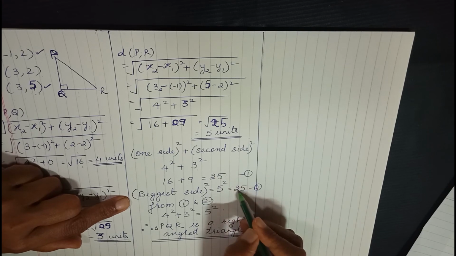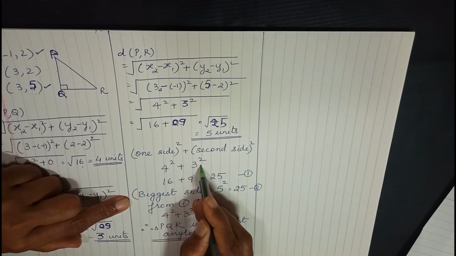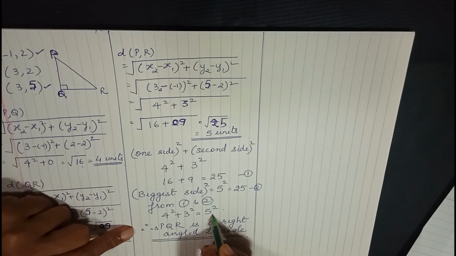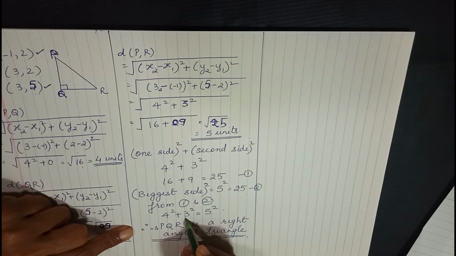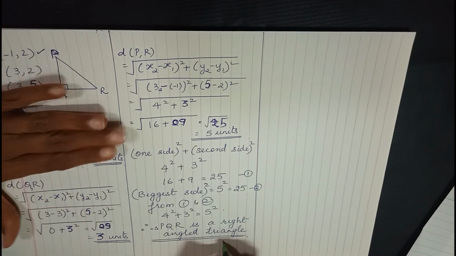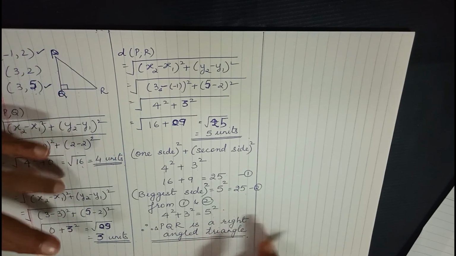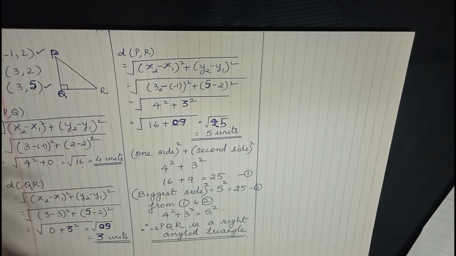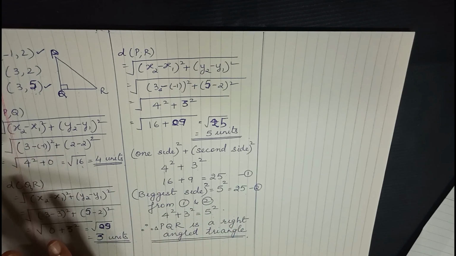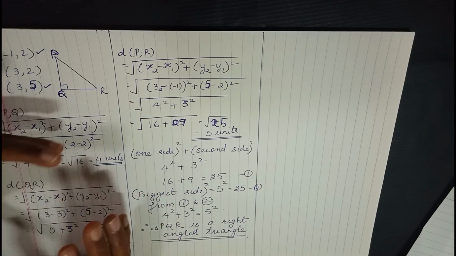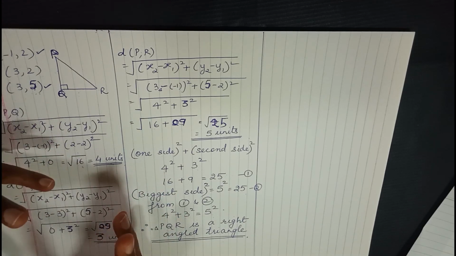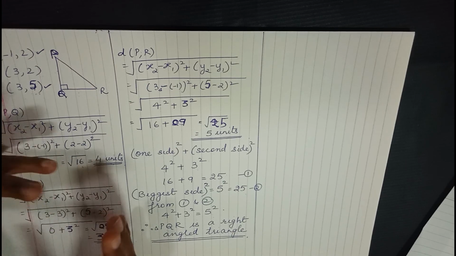So you can see from these two equations, what we get is 4 squared plus 3 squared is equal to 5 squared. Or in other words, hypotenuse squared is equal to one side squared plus second side squared. So it is satisfying the Pythagoras theorem. Therefore, triangle PQR is a right-angled triangle. So you can see, using the distance formula, we can find out whether the vertices given belong to a particular quadrilateral. We can justify it, prove it also, and show whether it's a right-angled triangle, isosceles, scalene, parallelogram, rectangle, rhombus, square, etc. Thank you.